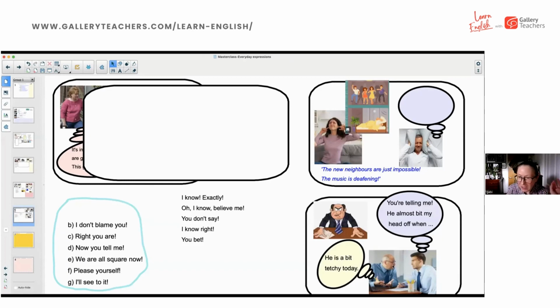Look at that. A little bit of an understatement. So this is the boss and these are just colleagues. And one of the colleagues is saying he's a bit tetchy today, which is an understatement, because look at him, he's furious. Tetchy is just irritable. So being British, he's saying he's a bit tetchy today instead of saying absolutely furious. And that guy is saying, you're telling me. He almost bit my head off when I asked him a simple question. So we use it to say, I know, you bet.